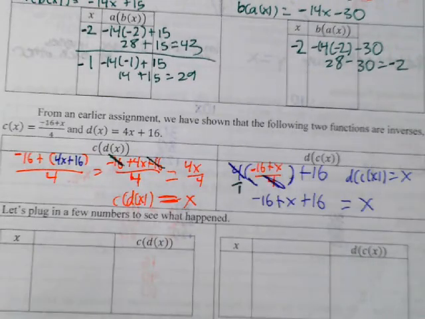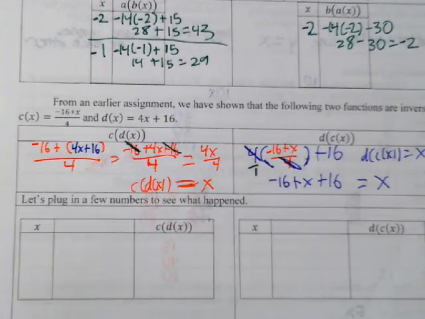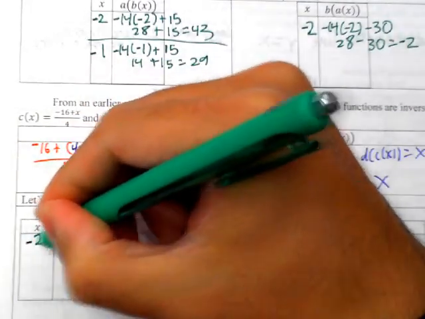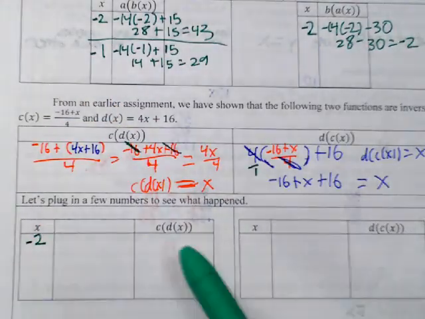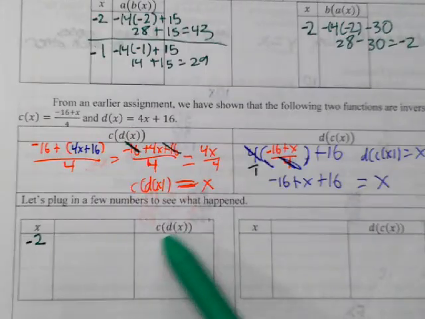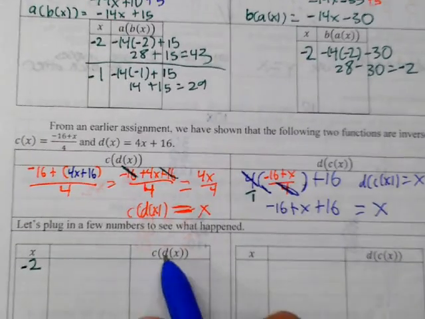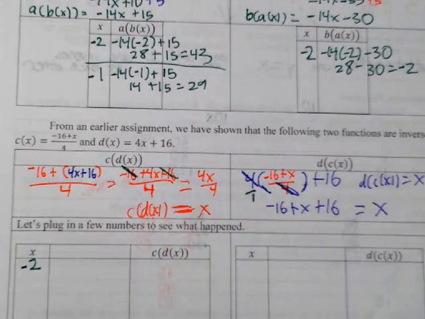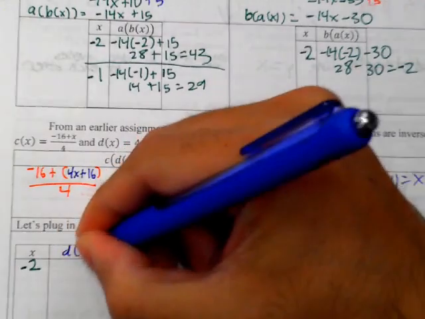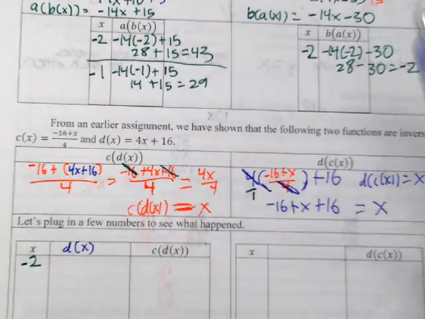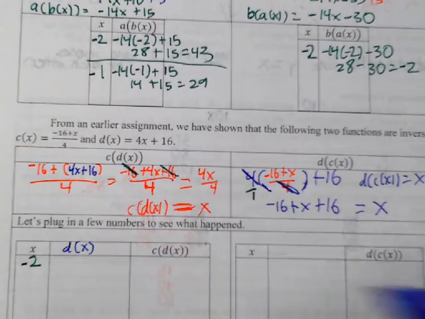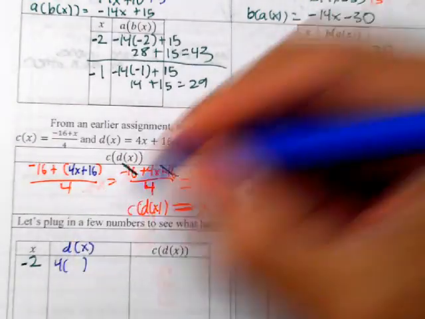Okay, so c of d of negative 2. Let's do the inside separately. We know that first we would do the inside, right? We would do d of negative 2. Again, I'm just inputting the chosen x value into the given function, d of x equals 4x plus 16.